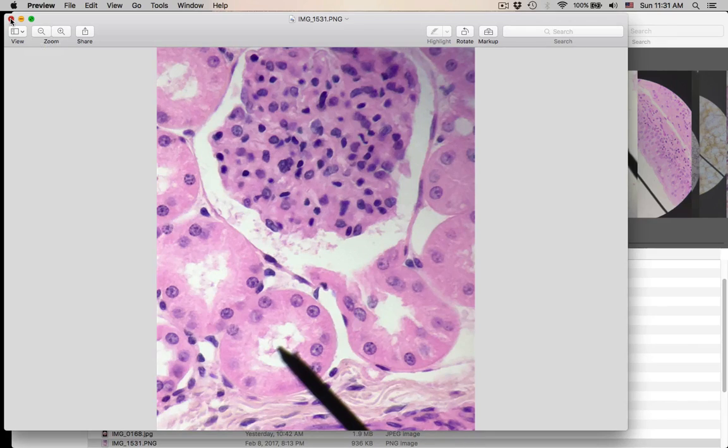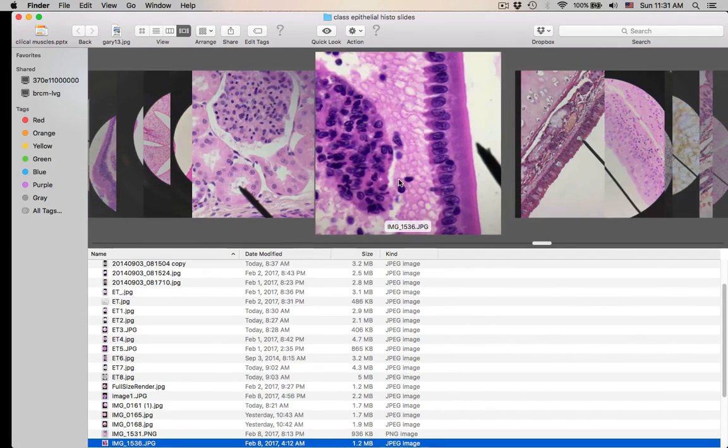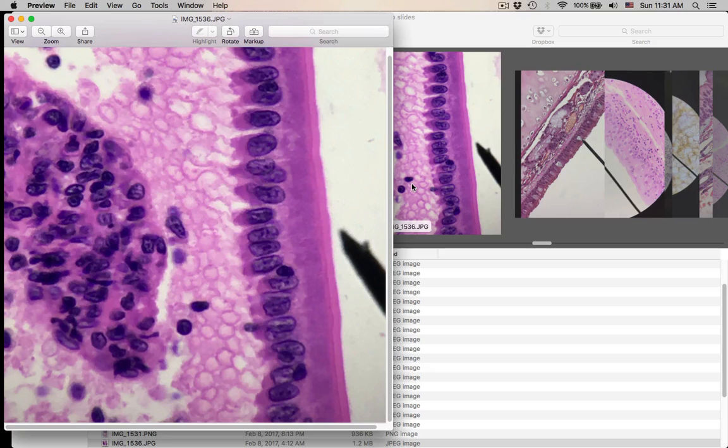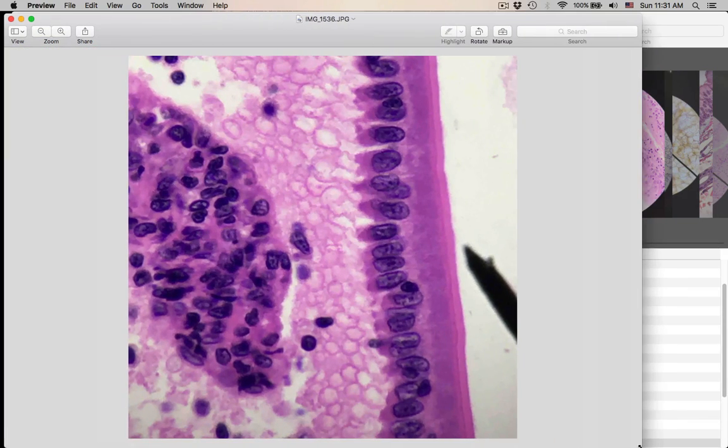That was 22. 23, this is a close-up. The pointer's in the lumen here.